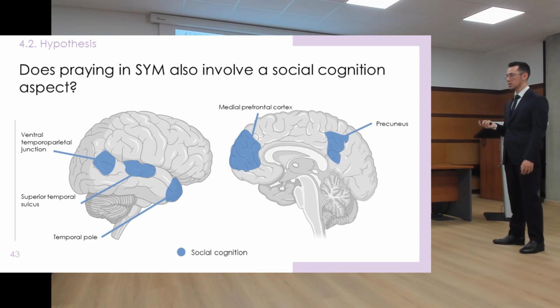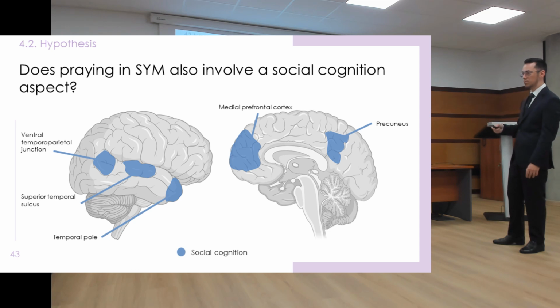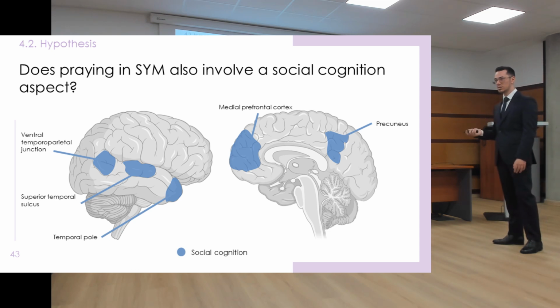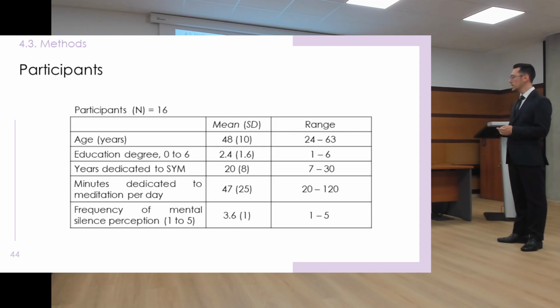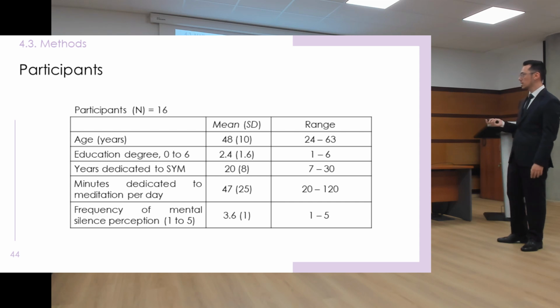So for this experiment, it is expected to observe social cognition regions, of course, as well as regions that have been previously related to meditation, such as the anterior cingulate cortex, insula, or thalamus. So, for the study, 16 volunteers participated. All participants had more than 7 years of daily meditation experience.